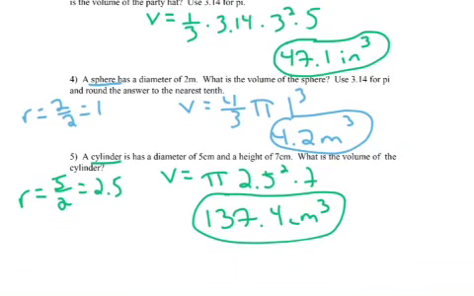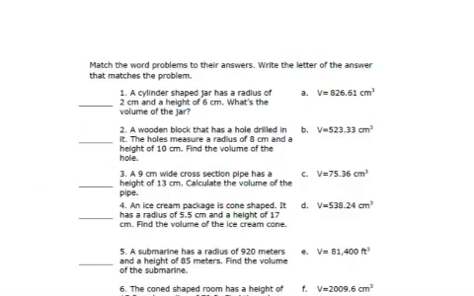Number 4 was a sphere. They gave you the diameter, so I had to cut it in half to find my radius, which was 1. I plugged that into my formula for a sphere, and I got 4.2 cubic meters. And lastly, they gave me a cylinder. They told me the diameter, so I had to find my radius by cutting it in half. So my radius was 2.5, my height was 7. If I multiply it out, I have 137.4 cubic centimeters.